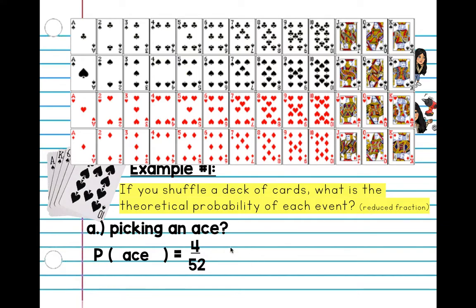It looks like we're done, but we have to reduce it. If you don't know if 4 can go into 52, you can just divide by 2. Dividing by 2 gives 2 over 26. It's still even, so I can divide by 2 again, which equals 1 over 13. That is how you do the first one. So picking an ace, you have a 1/13 chance.